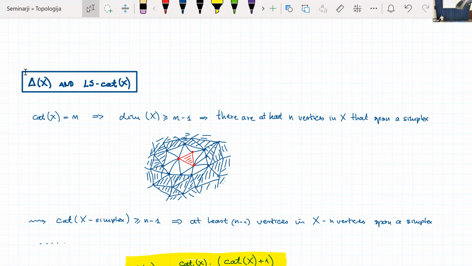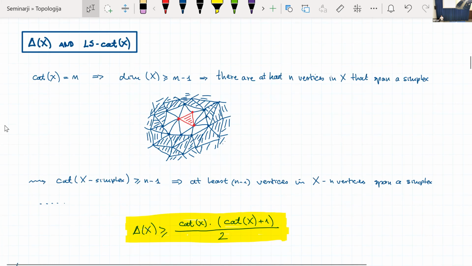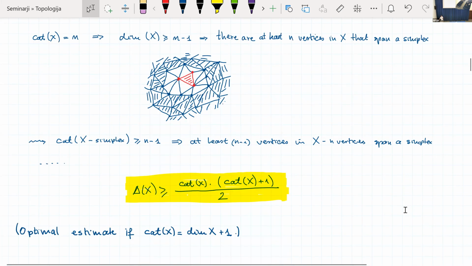And then you repeat this. Then there must be at least n-1 points that span a simplex. Again, you remove the simplex and its simplicial neighborhood and continue this until you have one point left. Then you remove this last point and count everything. This is extremely simple-minded, and you get a formula which says that the number of vertices is at least category times category plus 1 over 2, so essentially half of category squared. This is simple-minded, but for low-dimensional examples it gives a precise or almost precise value.